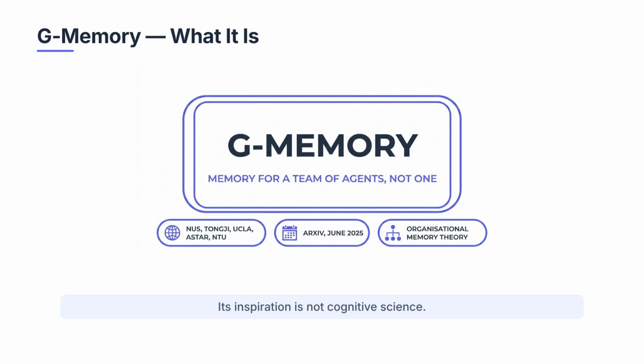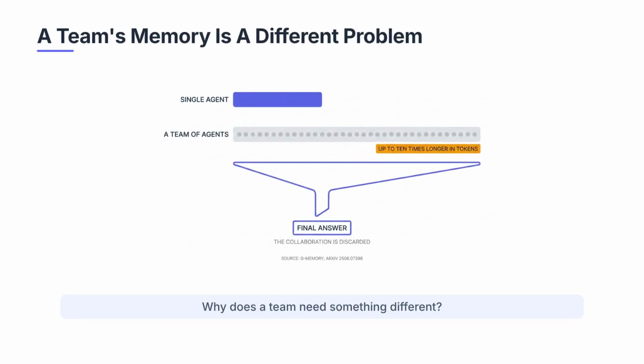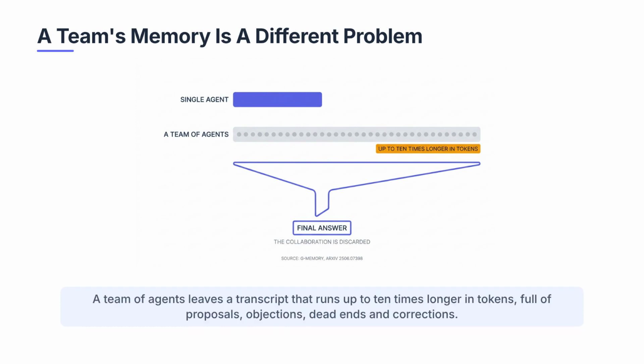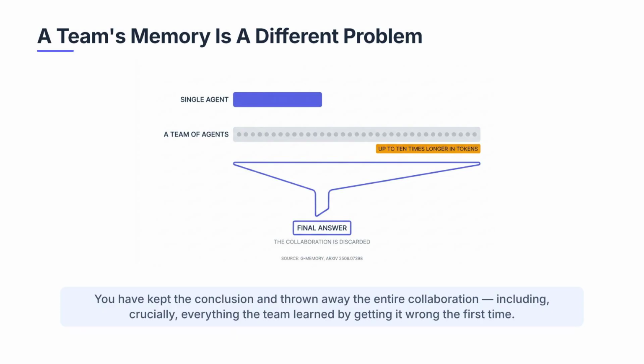Its inspiration is not cognitive science. It is organizational memory theory. Why does a team need something different? Because of what a team produces. A single agent leaves a trail. A team of agents leaves a transcript that runs up to 10 times longer in tokens, full of proposals, objections, dead ends, and corrections. Now, compress that down to a final answer and store it. You have kept the conclusion and thrown away the entire collaboration, including, crucially, everything the team learned by getting it wrong the first time.